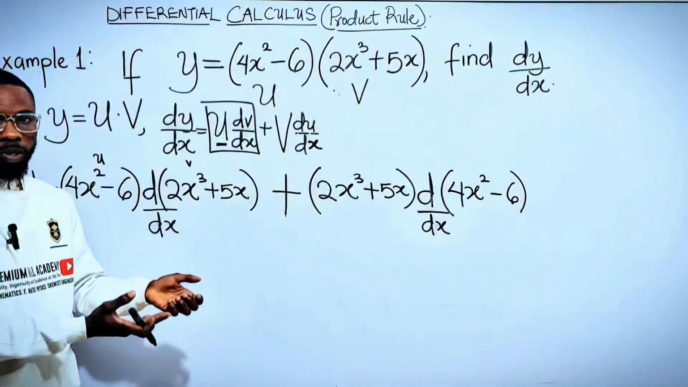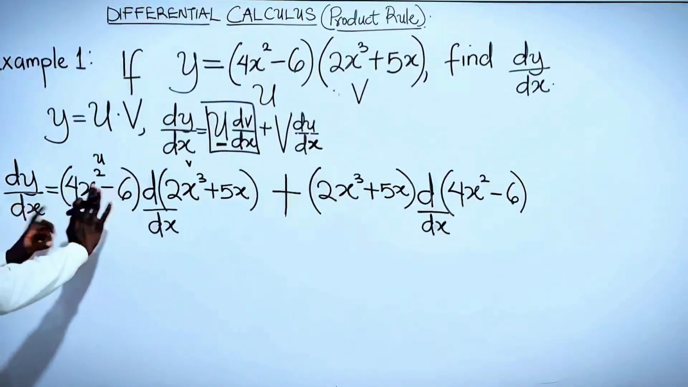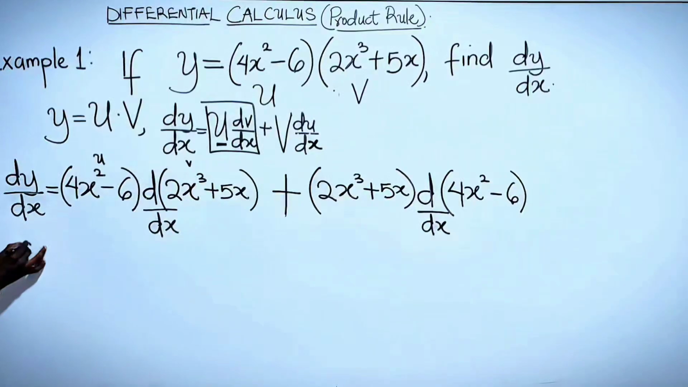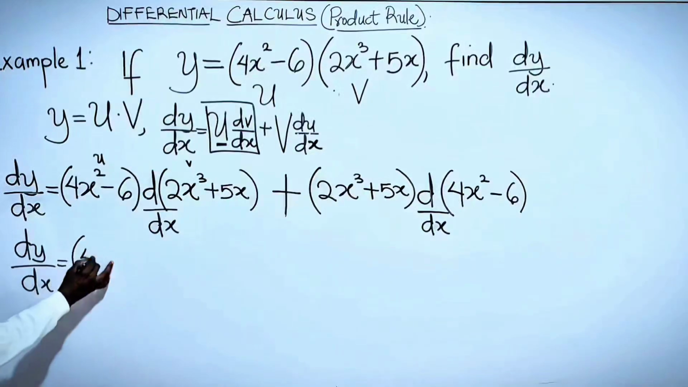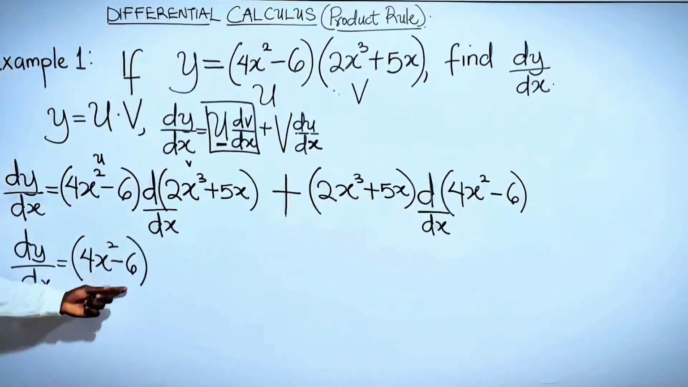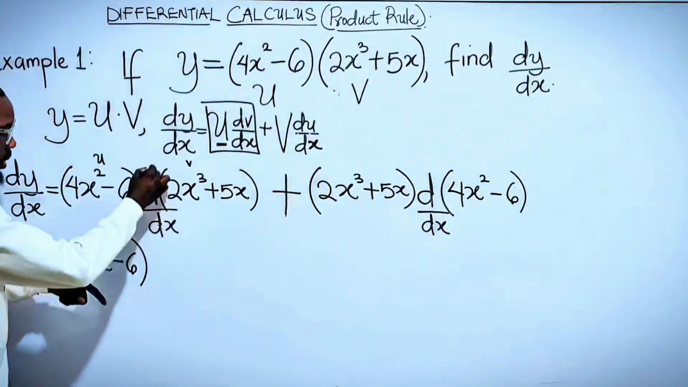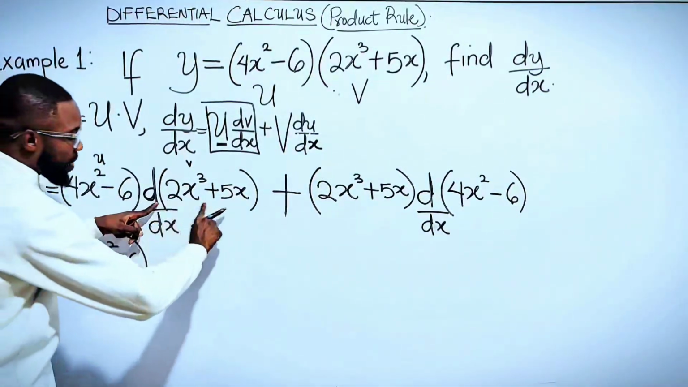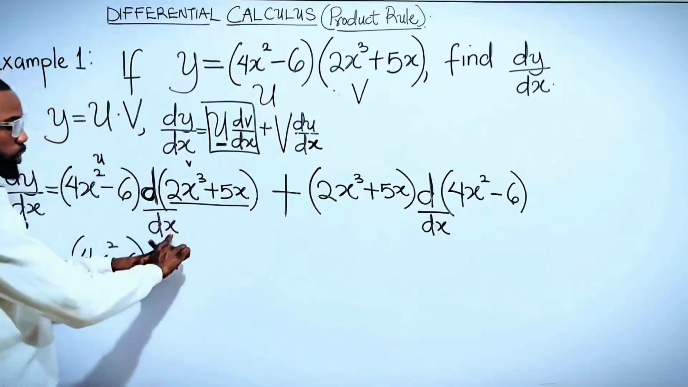So how do we solve this further? It's very simple. We leave this value just like this. We don't touch the value of u, so dy over dx still has u as 4x squared minus 6. We are not differentiating this, so it remains like this. What d means here is to differentiate, so we are differentiating everything inside here with respect to x.